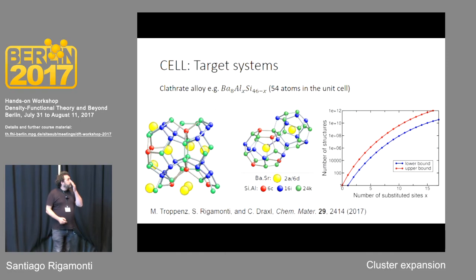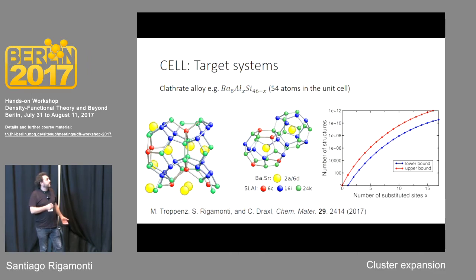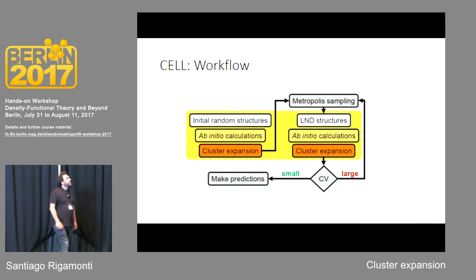So here, I showed this already. These target systems are, for instance, this clathrate alloy, or these other alloys that are used for thermoelectric applications. Here you can see the unit cell of this object is huge. There are many sites that you can substitute.